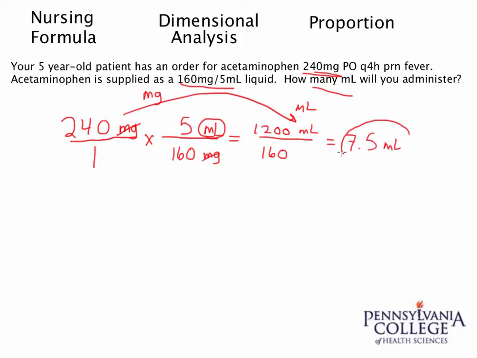Notice we get the same answer that we did with the nursing formula. Obviously, we should get the same answer. Hopefully, you can also notice that what we are multiplying here, 240 times 5 divided by 160, was the same multiplication and division steps that we used with the nursing formula.